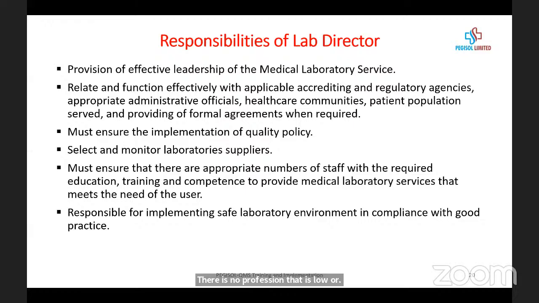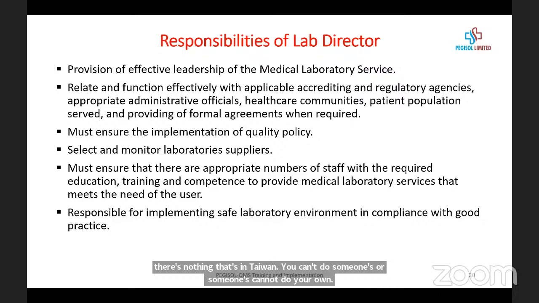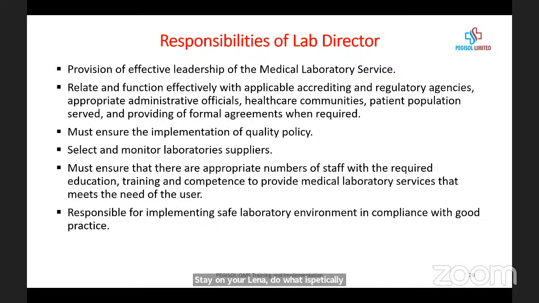Whether you're a phlebotomist, a technician, a scientist, or a pathologist, everyone has their role and responsibility well spread out. So there's nothing that's intertwining. You can't do someone else's job, and someone else cannot do yours. Stay in your lane and do what is expected of you, because healthcare service is a collaborative effort. Only one professional cannot satisfy the patient.